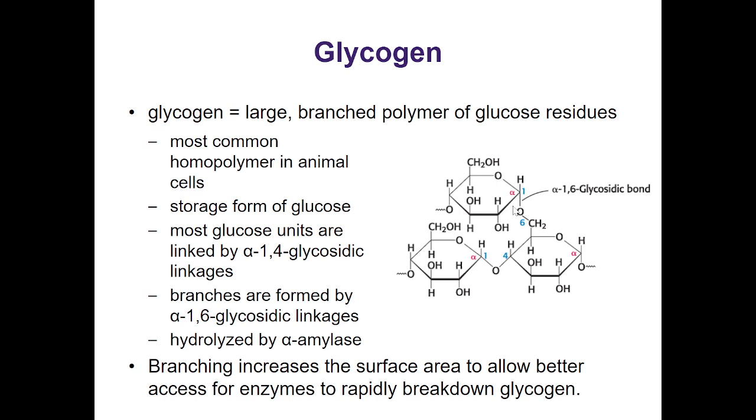It's going to hydrolyze by alpha amylase. The branching is going to increase your surface area. This will allow better access for enzymes to rapidly break down the glycogen. It also tends to make it a bit more dense, so it can more easily store. But no, the biggest thing is we can access it fast. Do you know where the majority of this is stored in the human body?